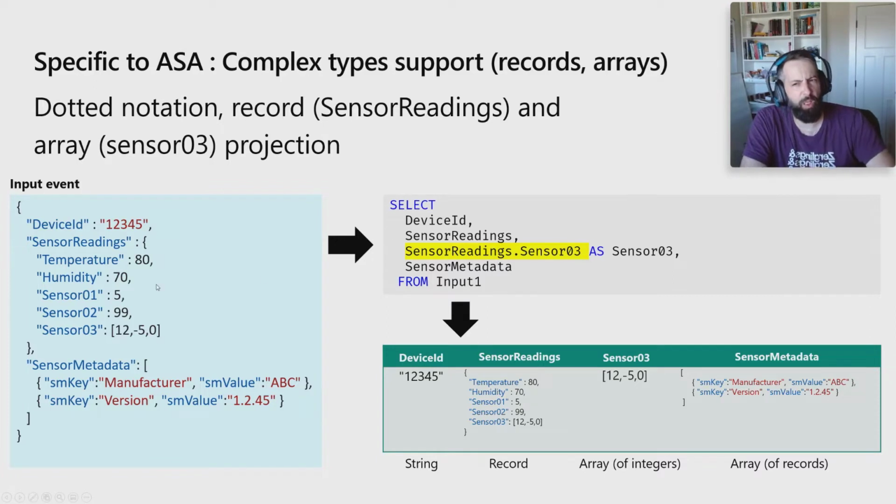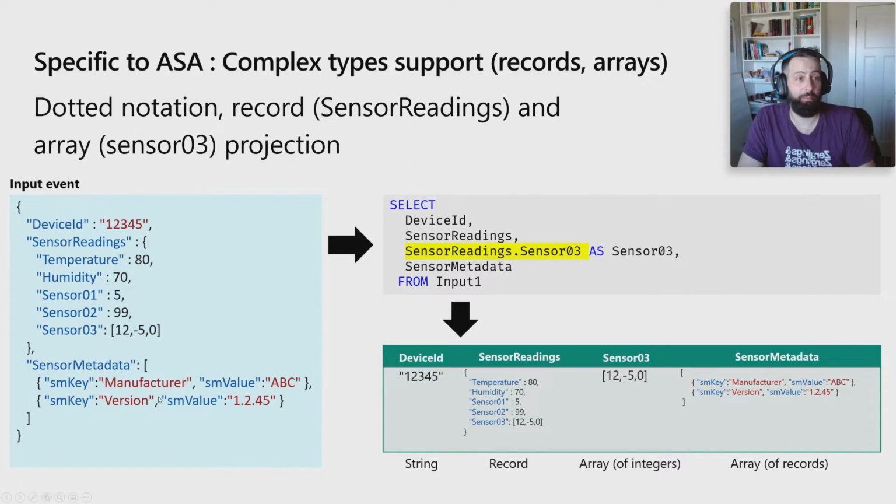So records, what are records? Records are basically nested, an object that has properties. So here I have sensor readings that have 1, 2, 3, 4, 5 nested properties. Sensor readings is a record. So I need to deal with it. And an array, so sensor 03 is an array. It's an array of primitive types. Here it's an array of integers. But sensor metadata is also an array. Like it's between square brackets. It's a list of records. And here it's a list of records. Like it's not simple integers. I actually have multiple records in there.